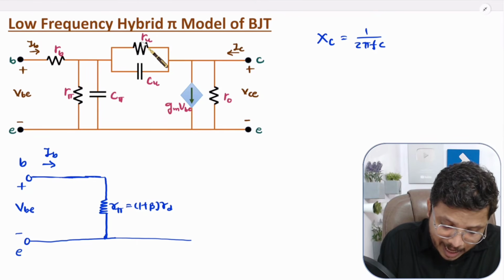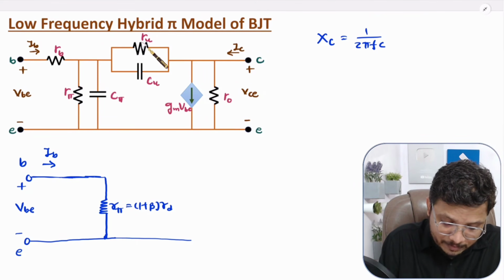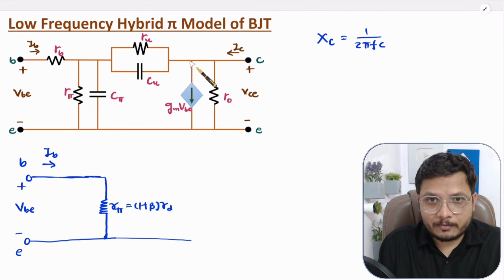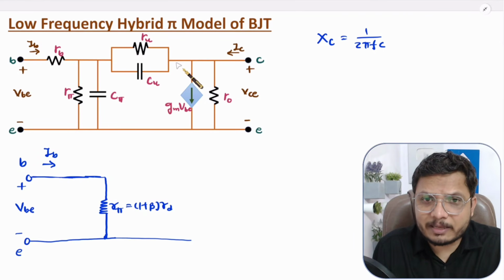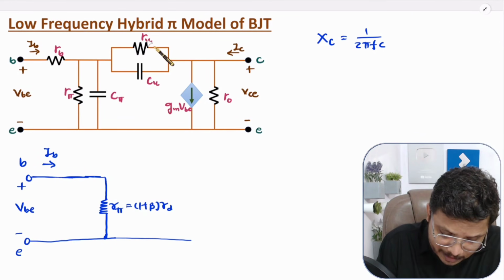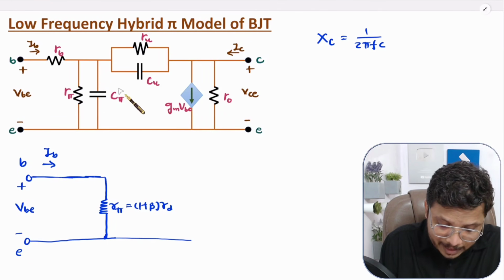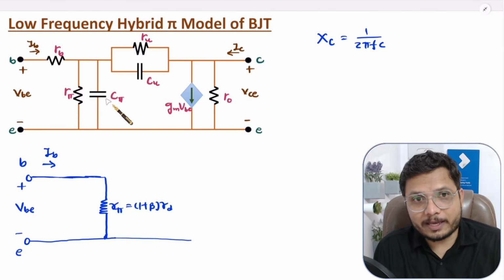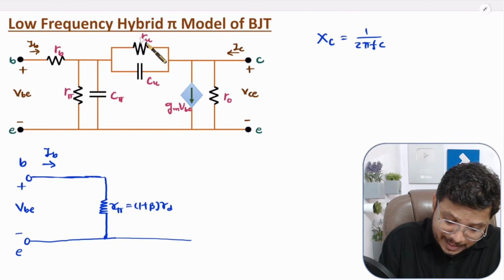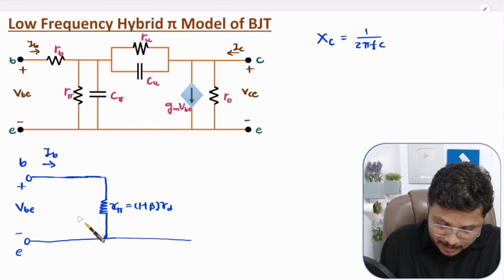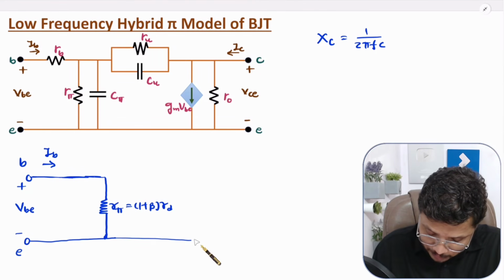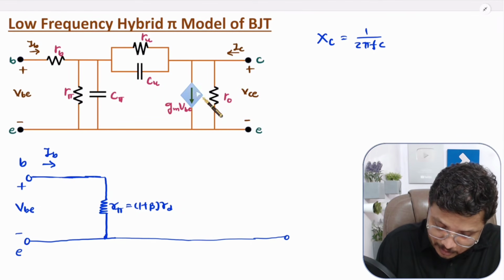And I have told you Cu is the capacitance between base and collector terminal, and the collector base junction is in reverse bias, so this value is also high. So Ru, Cu and C Pi get open circuited over here. As they are open circuit, I don't need to connect them. So this is my input side. At the output side, I just need to structure this only.